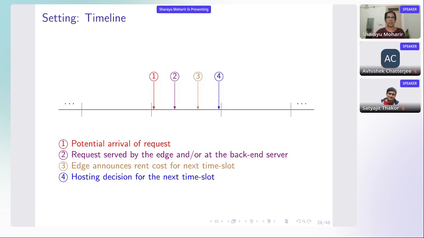We've gone through this slide before. I'll just recap it once more just to make things rigorous. We first have request arrivals. Then these requests will be served at the edge or the cloud. The rent cost for the next time slot will then be announced, and the system will finally make a hosting decision for the next time slot.